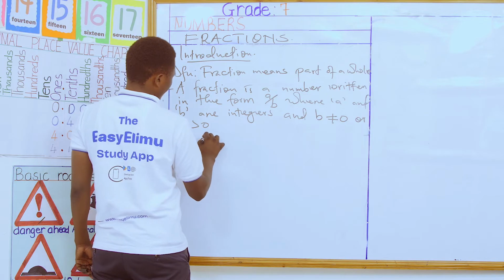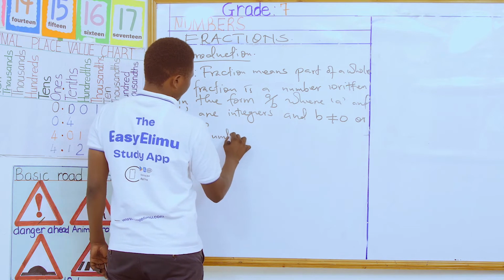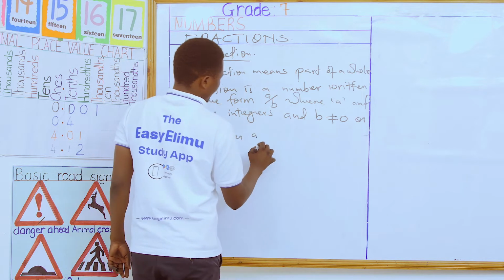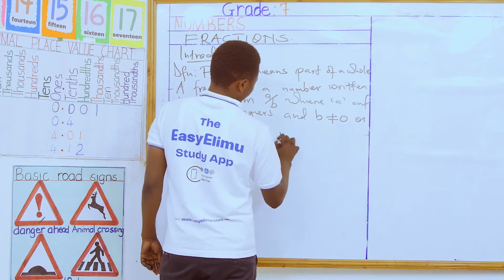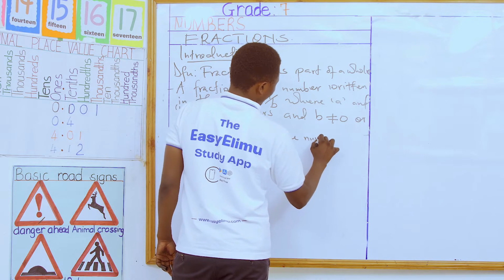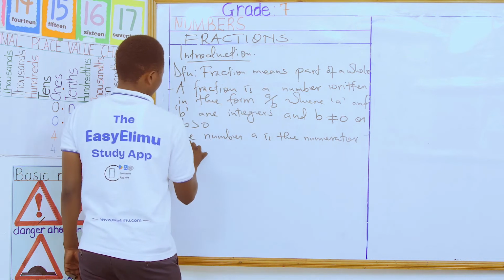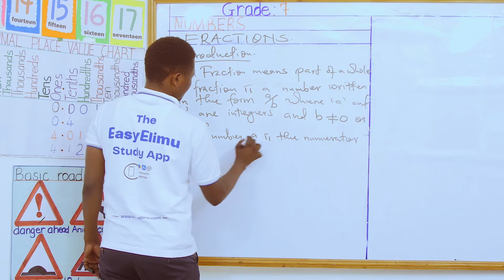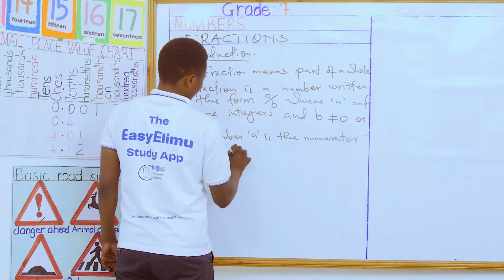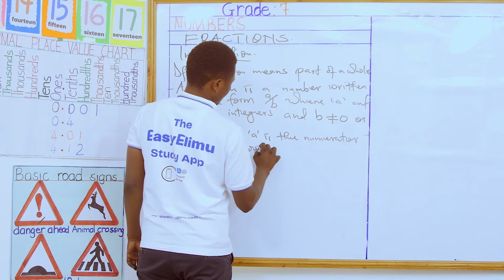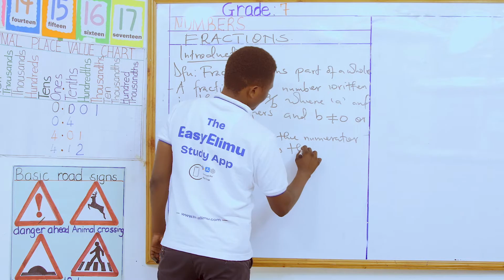The number A is the numerator and B is known as the denominator.